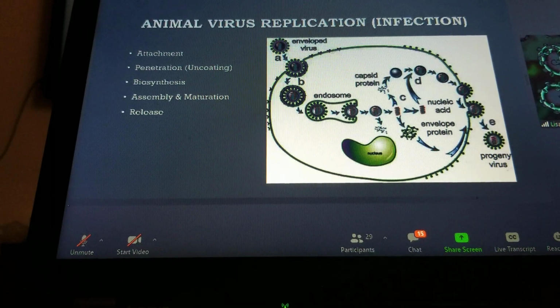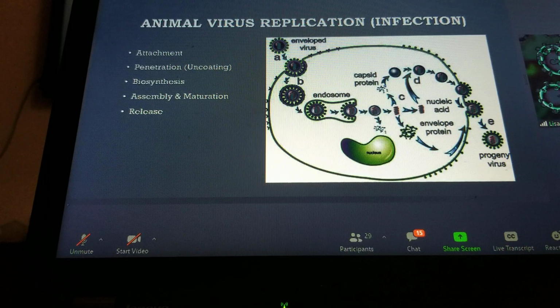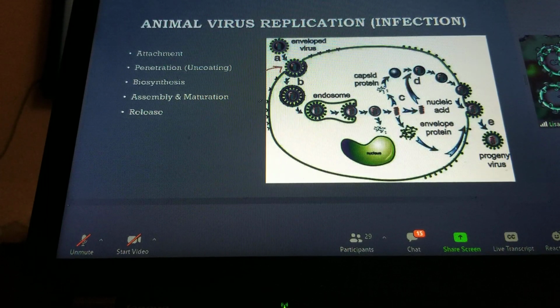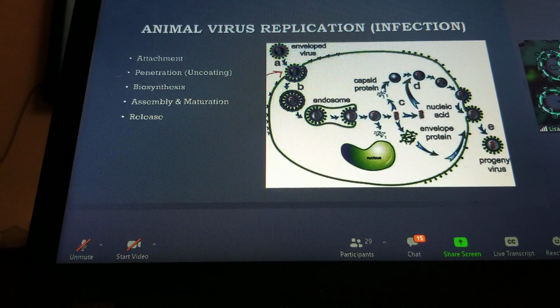During animal virus replication, we have a couple of steps that must occur. We have the attachment step. This is right here where our virus is attaching to the outside of the cell. Then we have the penetration step. In penetration, a big difference here is that in animal virus, the entire capsid, the whole virus enters into the cell, becomes part of the cell.